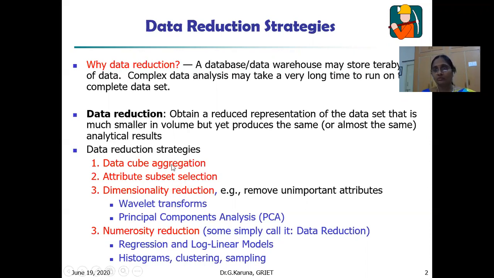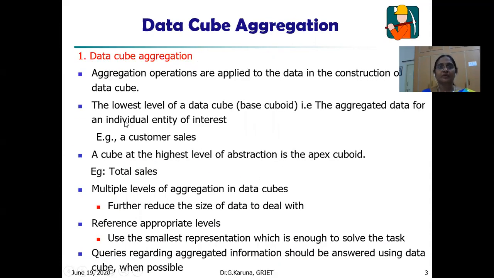So there are 4 data reduction strategies: data cube aggregation, attribute subset selection, dimensionality reduction, and numerosity reduction. In this session, I'm going to cover the first 2 data reduction strategies. The first one is data cube aggregation.